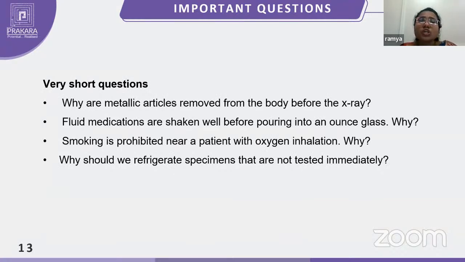When we come to the very short questions, important questions like: why should we remove metallic articles from the body at the time of X-rays? There is a danger that they may attract the electrical waves. For that reason, we remove all these metallic articles at the time of X-rays, CT scans or MRIs. That you should write as a very short answer, within half a page. You should write these very short answers.